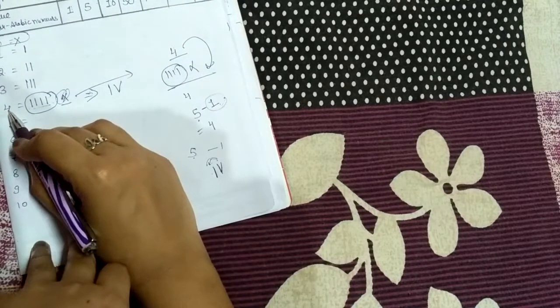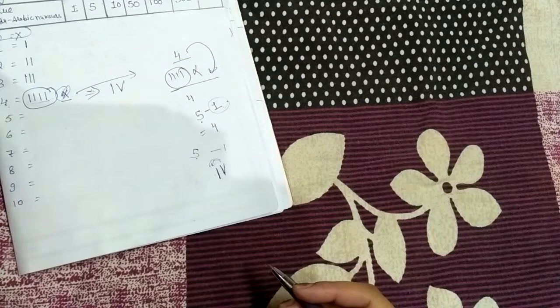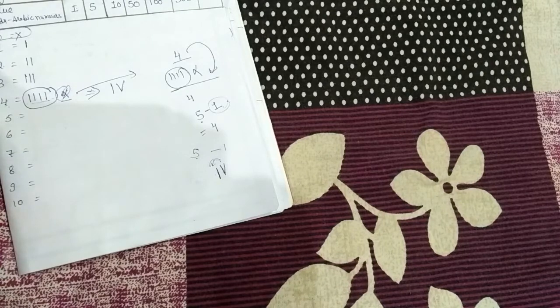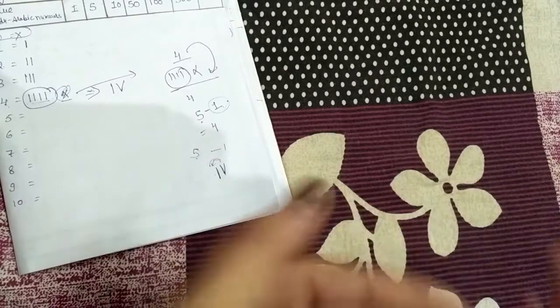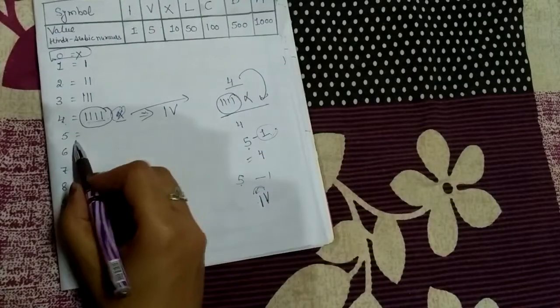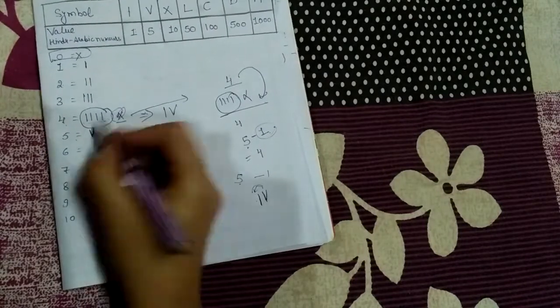IV means 4. Again telling you that you cannot repeat a symbol more than 3 times consecutively. And the second rule is, when you write a smaller number to the left hand side of the bigger number, in that case you are subtracting them. Now 5. Of course, for 5 I have one symbol, V.